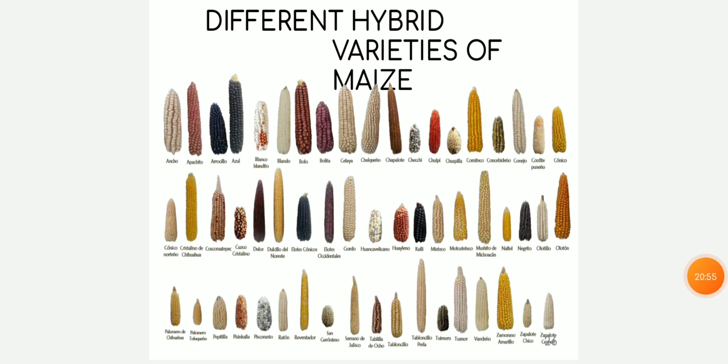These are the different hybrid varieties of maize. You can see the different colors, structure, size, and shape of the seeds of maize. These are the different hybrid varieties, from ancho to others. Colors include white, pink, brown, white, yellow, mixed, black, lots of colors found in maize breeding.